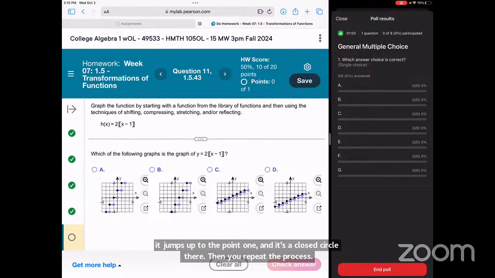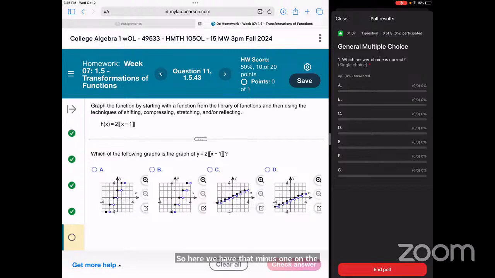So here we have that -1 on the inside, right? So we can track that point on the origin. If we subtract 1 on the inside, it should move it to the right by 1. Let's see. So the only ones that move to the right by 1 are A and D. It shouldn't be B or C. I'm going to go ahead and close the poll on this one.